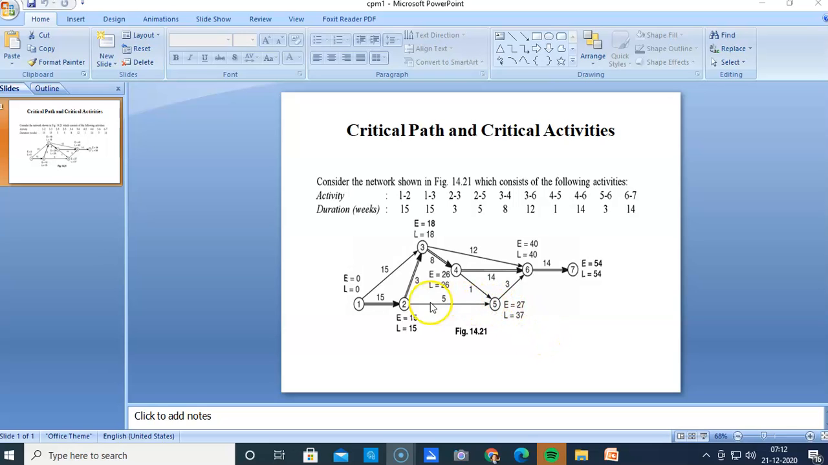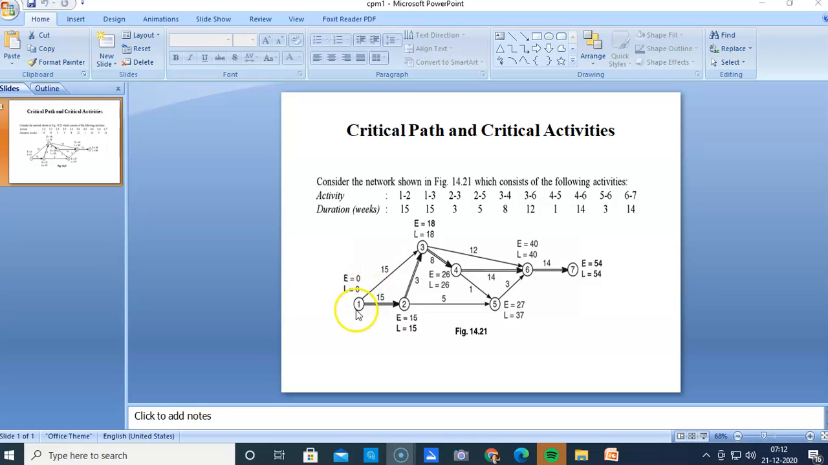So first of all, the first task is to construct a valid network diagram. So this is done, right? Second thing is to find out earliest start time and latest finish time. So first we go forward, we call it the forward pass method. So during forward calculations we find E values, that is earliest start times.